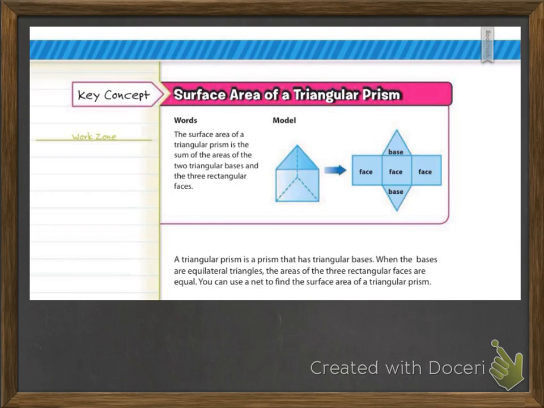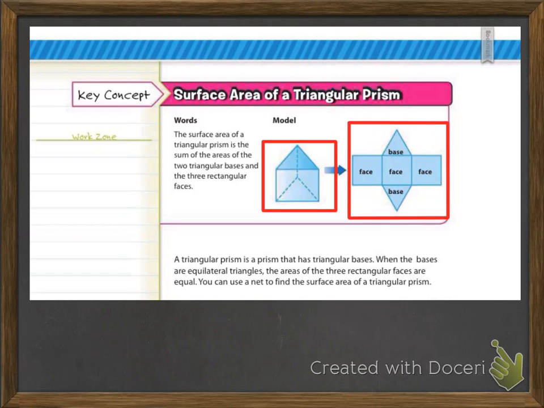So looking over at the next page. Here you can see that they gave you a picture of a three-dimensional figure, which is really what I like to use when I'm doing my problems. And they also gave you a picture of what that three-dimensional triangular prism figure looks like if you were to unfold it or cut it apart, and this is what its net would look like.